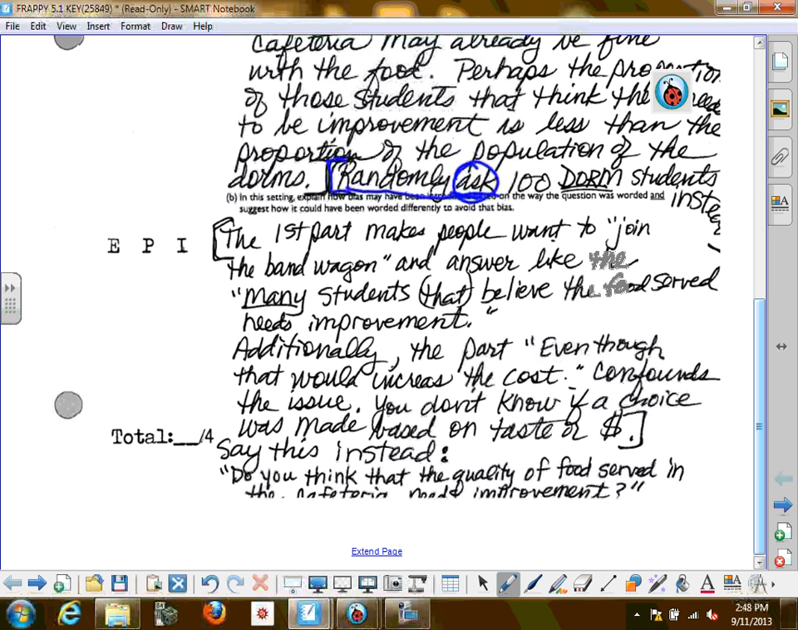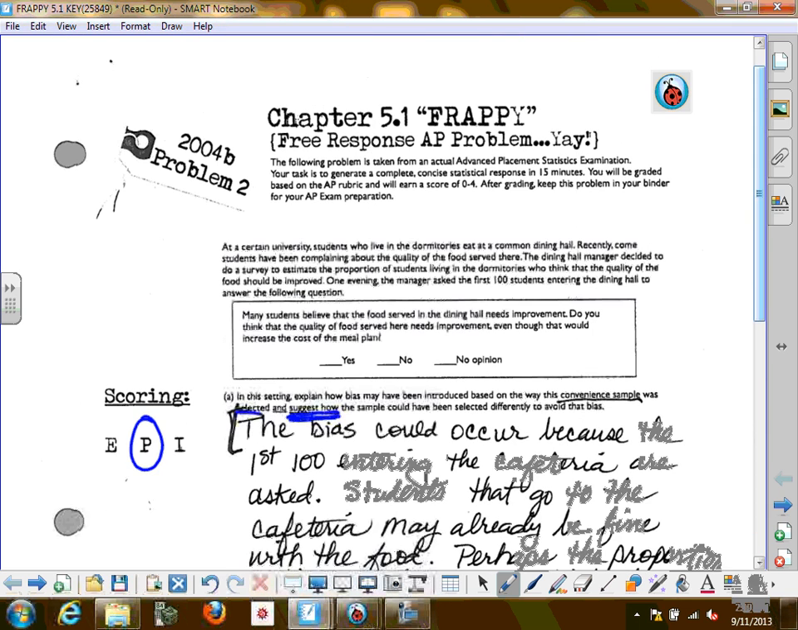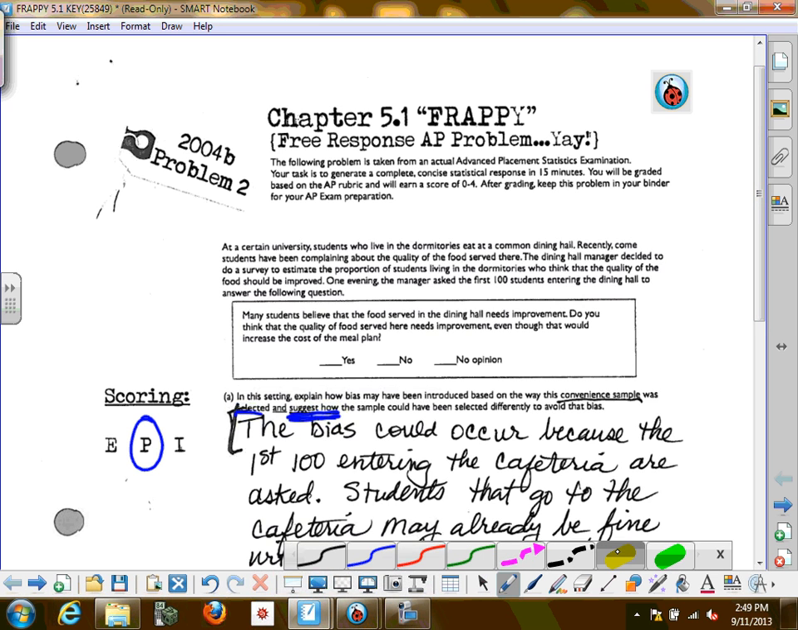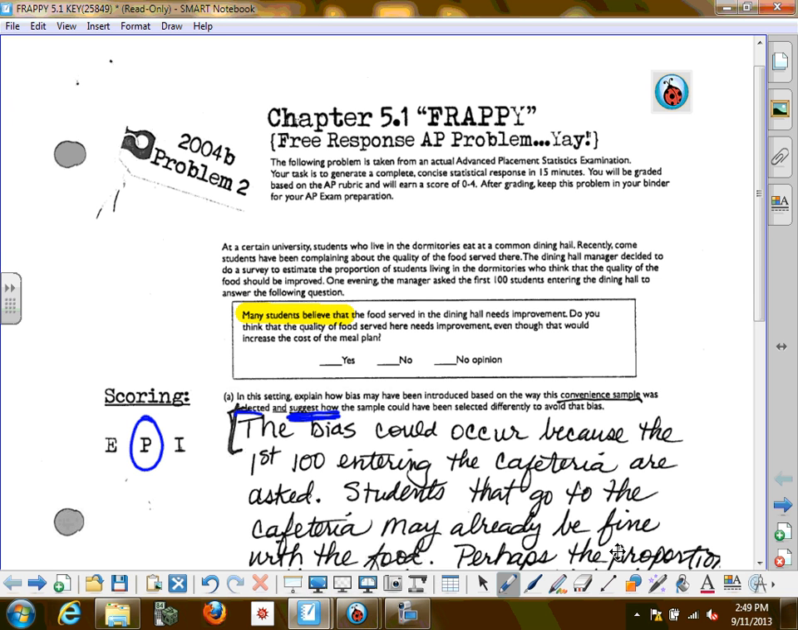Okay, part B. In this setting, explain how the bias may have been something about the way the question was worded, and suggest how it could have been improved to avoid that bias. Okay, there are two bad things about the question, and you just have to describe one of them. So, here are your choices. You can either say this part's bad: many students believe yada yada yada. So you're trying to convince them, it's like jump on the bandwagon, join the club. Many students think it's bad. Okay, that's one way it's a mistake.